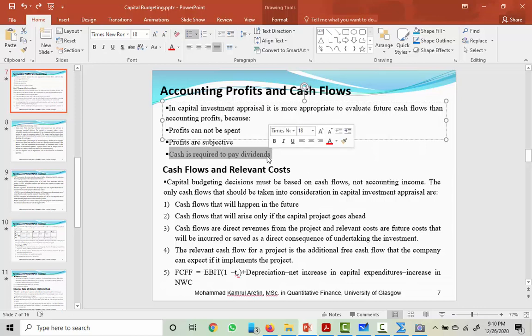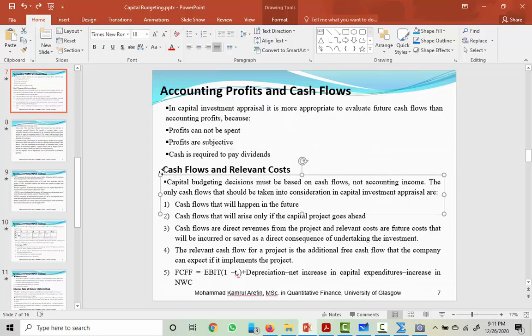But cash is required to pay dividends. So that means cash is more important. Cash is the liquidity. Cash will give you liquidity. That means cash flow is the bloodline of your business. So in capital budgeting, we will mainly focus on using cash flows rather than profit.